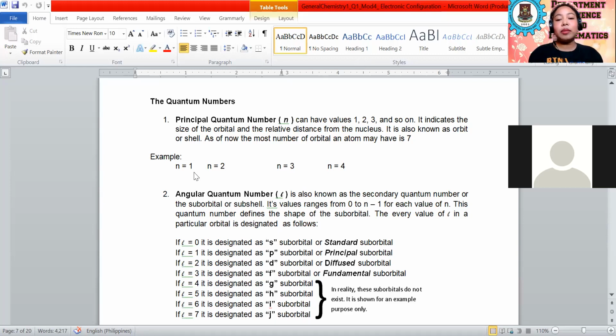N is equal to 1, meaning it is the first period. N is equal to 2 means it's on the second period. N is equal to 3 means it's on the third period. N is equal to 4, that means it's on the fourth period.